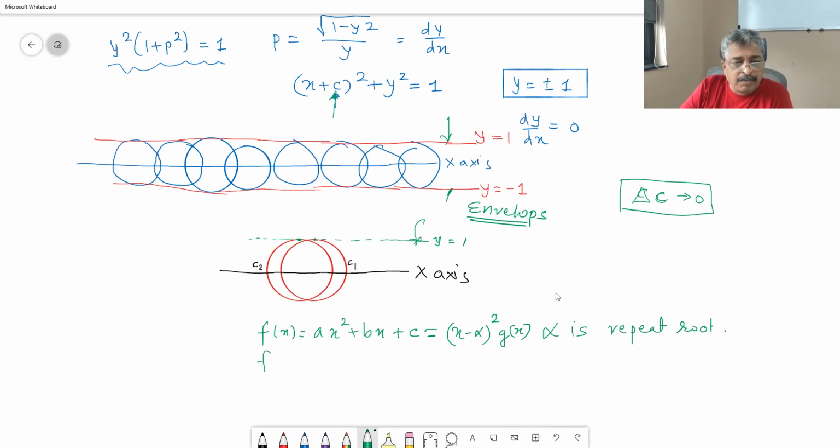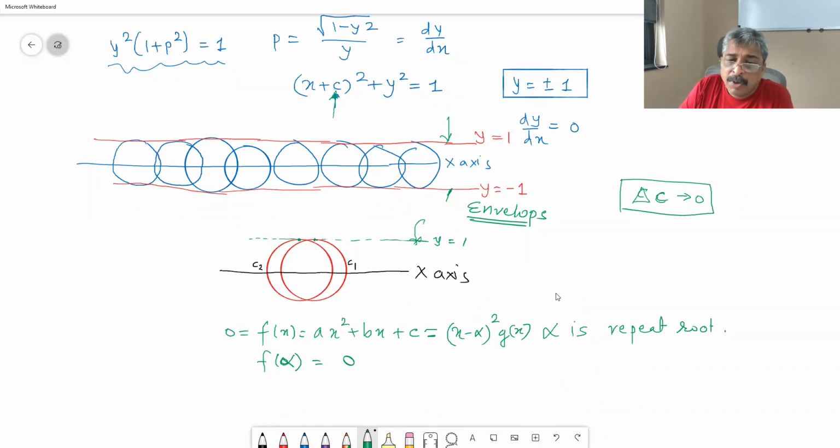Okay, so what is f of 0? Sorry, what is f of alpha? F of alpha is going to be 0, because if you put x equal to alpha here, you end up getting this quantity equal to 0. So at the moment you put alpha, it satisfies the equation, and therefore f of alpha is going to be 0.